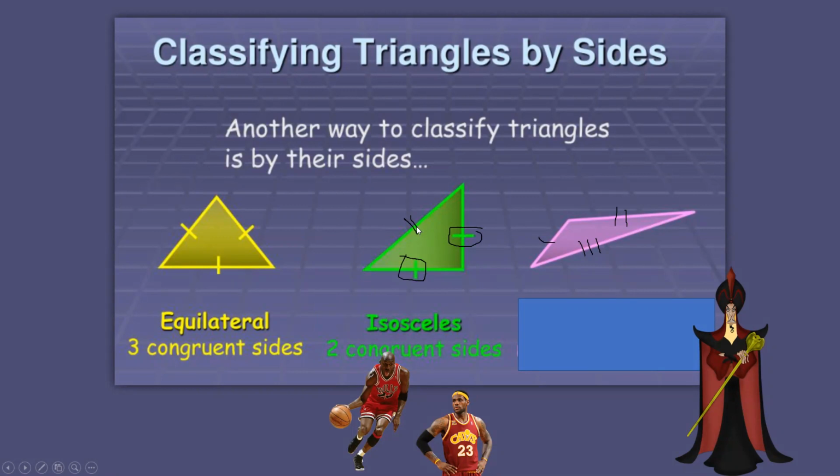Let the two be the same. Everyone else, we're different. Let's back away. And then the third one, I don't know why I think of it like this. It's just like, oh man, you're all different lengths? Man, that's some scalene looking stuff right there, right? So scalene's like Jafar's face, right? With that wicked looking beard.